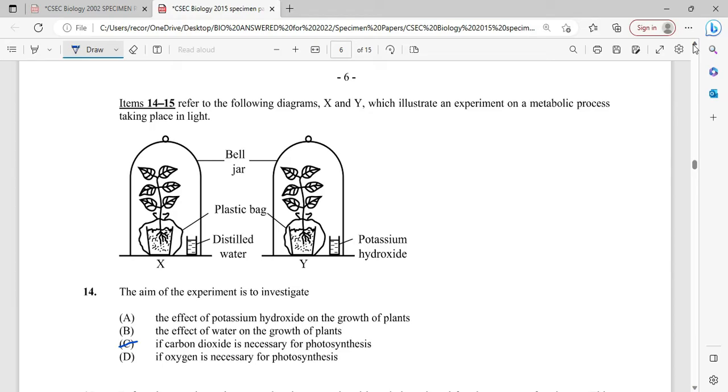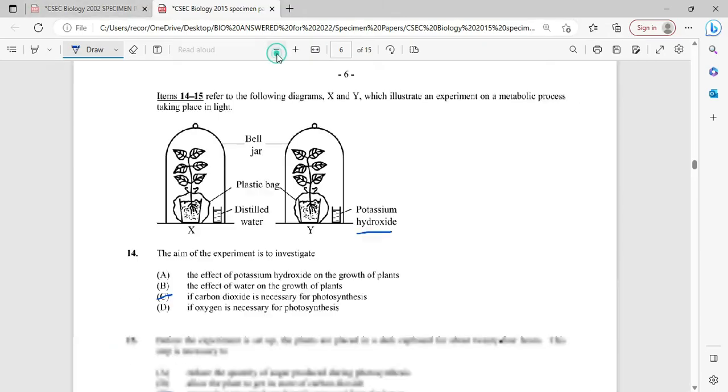Now, the aim of this experiment is to determine if carbon dioxide is necessary for photosynthesis. How do we know? We know because potassium hydroxide is used to remove carbon dioxide from the setup. So if we are doing a fair test, we really just want to remove one variable, and the variable that is removed here is carbon dioxide, through the potassium hydroxide. So clearly that tells us that the test is to determine if carbon dioxide is necessary for photosynthesis.